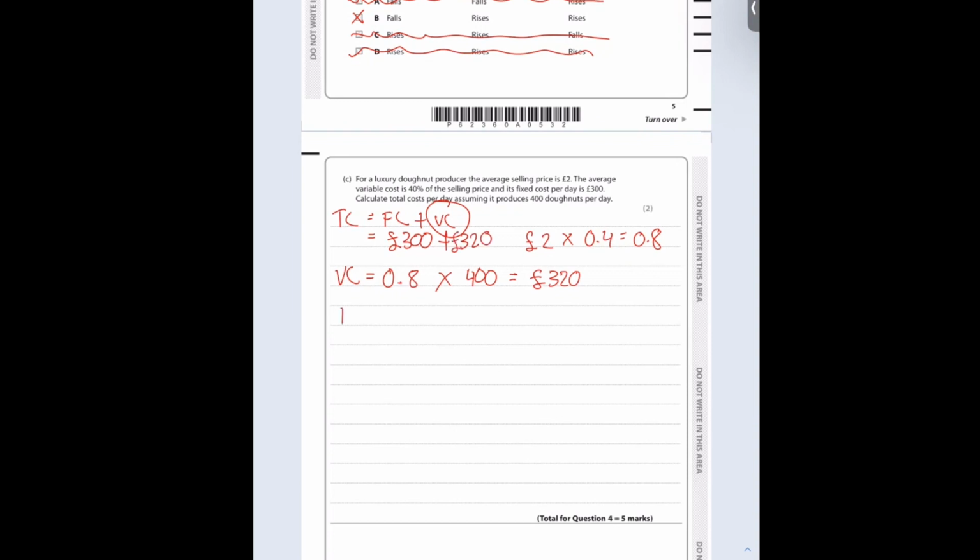So my total cost is £620, just adding those two together.